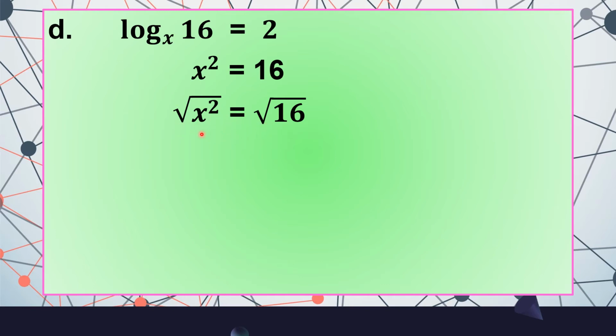So we can now cancel out the radical sign and the exponent. So we have now x. And the square root of 16 is equal to positive or negative 4. So we have two values of x, which is positive 4 and negative 4. So let us check which one of these is the value of our x.